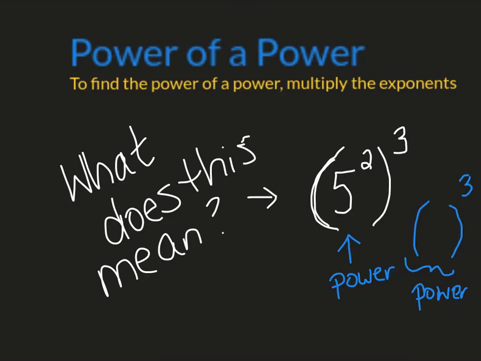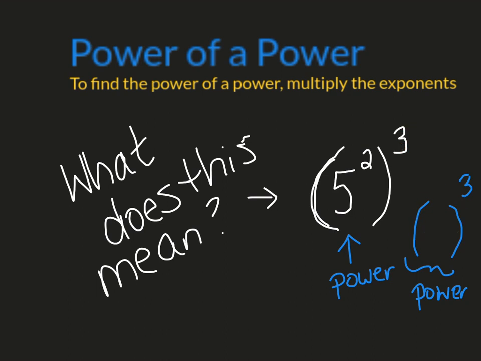Okay, the first one that we're going to look at today is called Power of a Power. And you really don't have to remember what these are called, but it doesn't hurt. To find the power of a power, multiply the exponents. So if you think about it, what does this mean? We're having 5 squared in parentheses, and then we're raising that to the third power. So this is a power to a power.